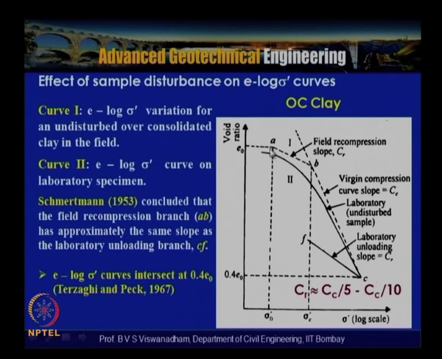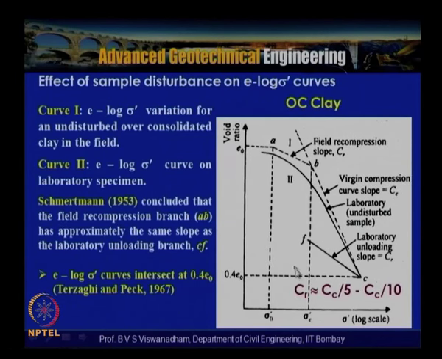In this, curve 1 is the e-log sigma dash variation for undisturbed over consolidated clay in the field. So this is idealized for the field conditions, but if we have a sample recovered from the same site, same portion, with a little degree of disturbance, then the laboratory undisturbed sample will yield an e-log sigma curve like this. And then CF is the unloading branch, and the slopes of AB and CF are found to be identical.